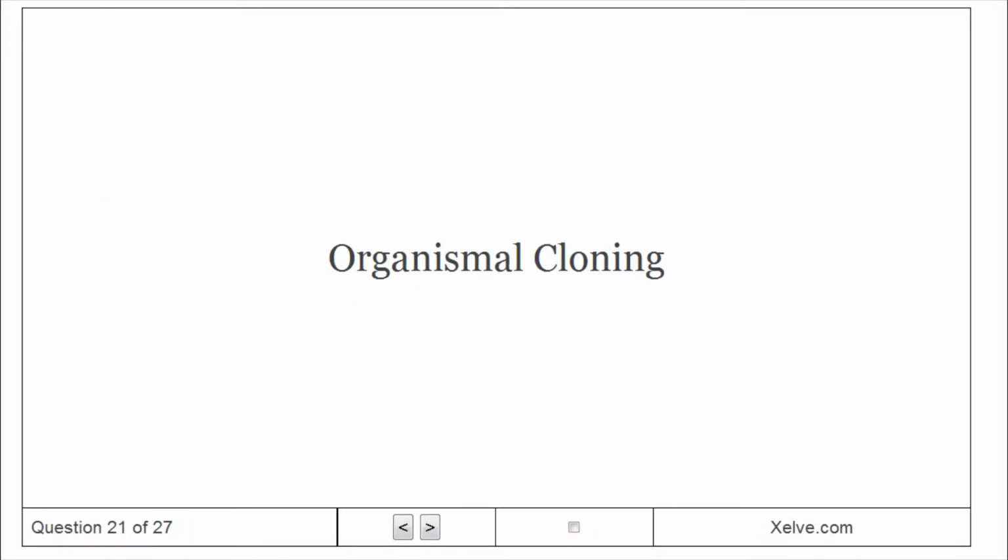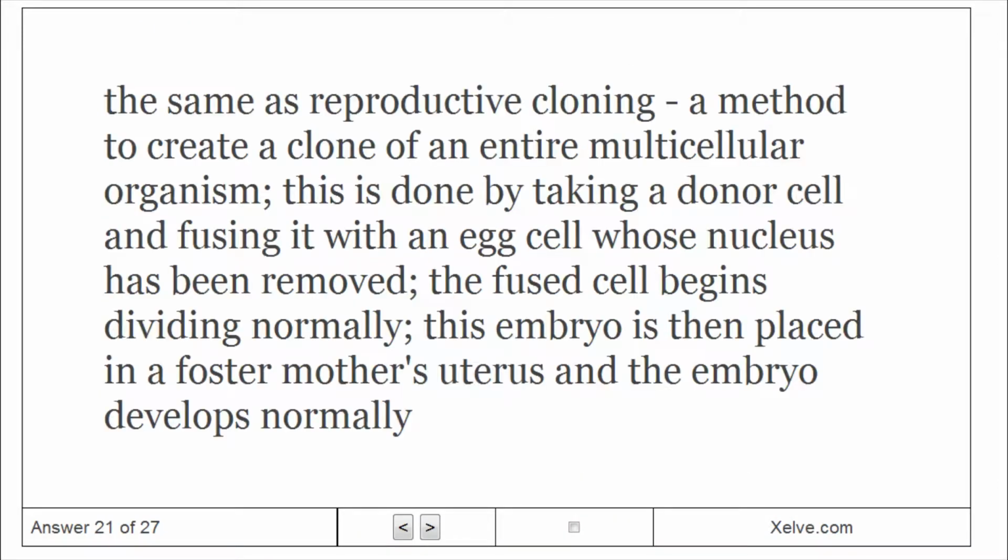Organismal cloning. The same as reproductive cloning, a method to create a clone of an entire multicellular organism. This is done by taking a donor cell and fusing it with an egg cell whose nucleus has been removed. The fused cell begins dividing normally. This embryo is then placed in the foster mother's uterus and the embryo develops normally.